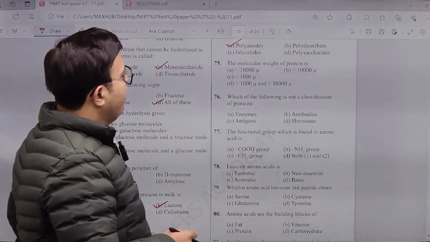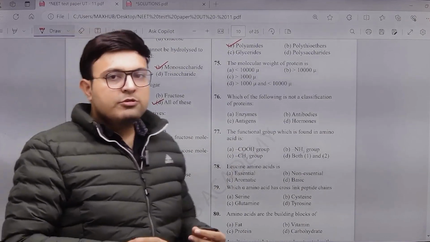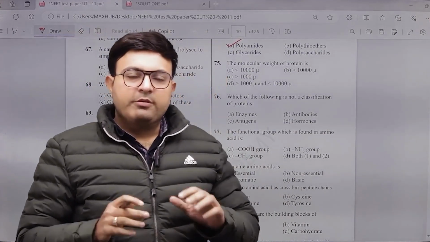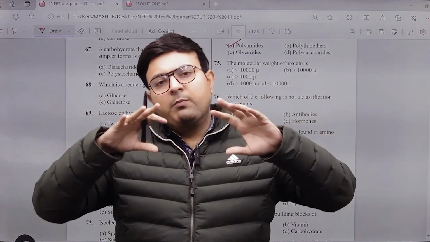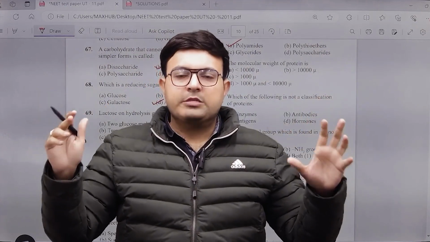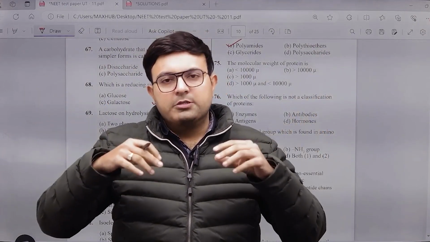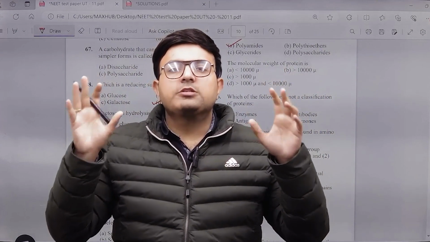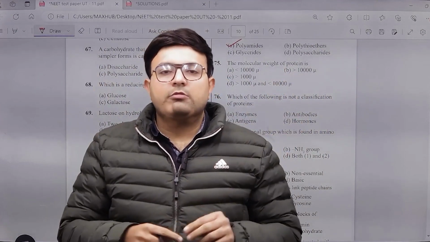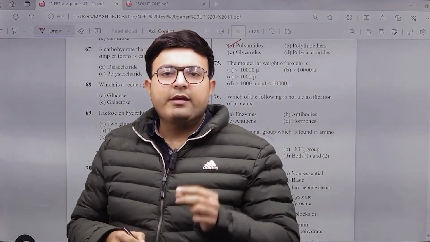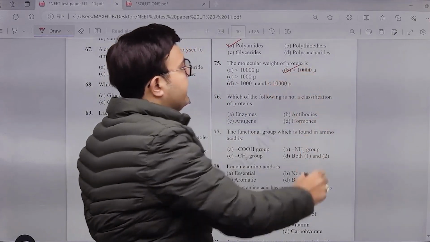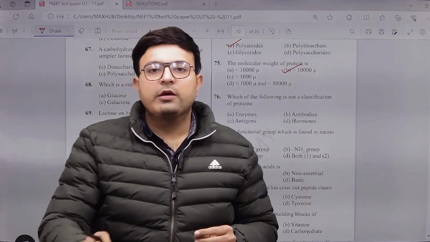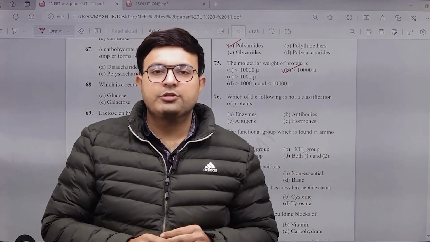Next: the molecular weight of protein is. As I have told you, amino acids get together to form multiple peptides, and then multiple peptides get together to form proteins. That means there must be a very large number of atoms in a protein molecule. Therefore, protein has a very large mass, even greater than 10,000 AMU.